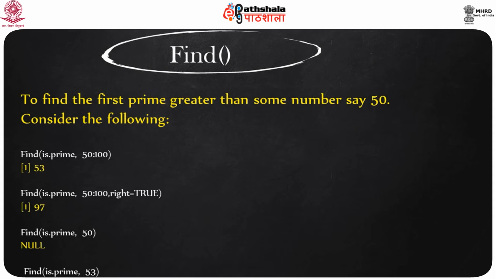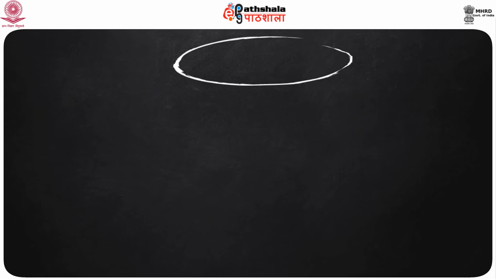Let us put the number 50. Since this is not a prime number, the find function is unable to find anything, and hence we are getting the output to be null. As against that, if we put a prime number 53 as an argument, we will end up with 53 as an output.